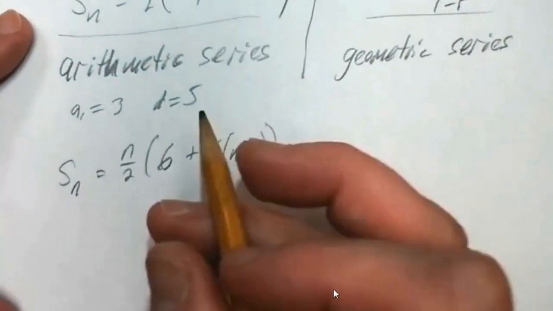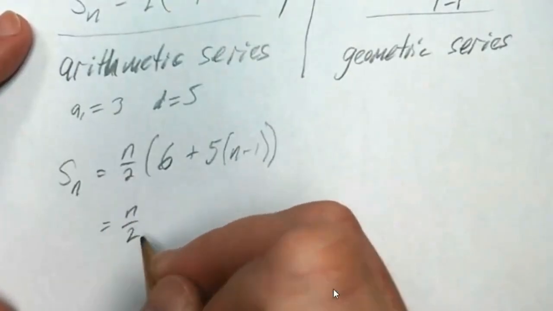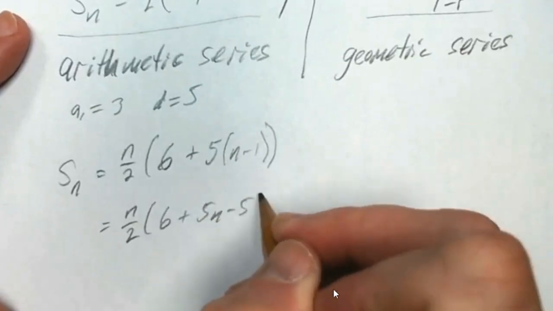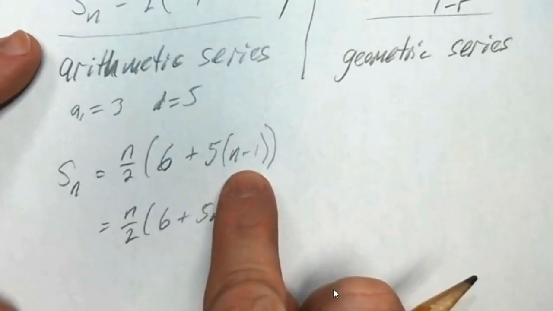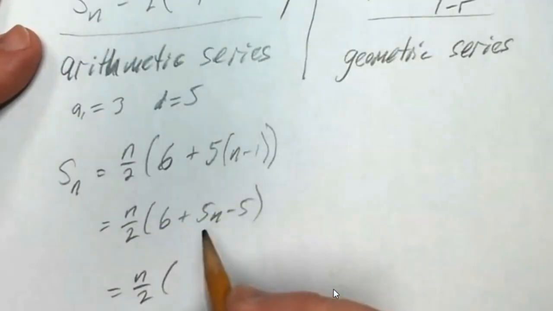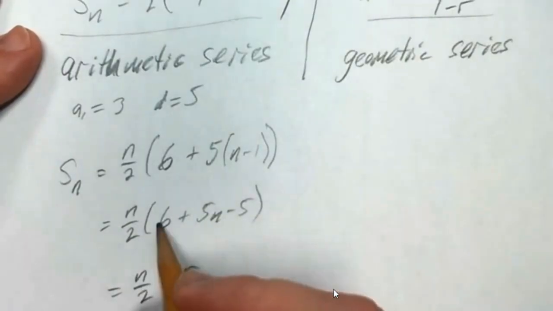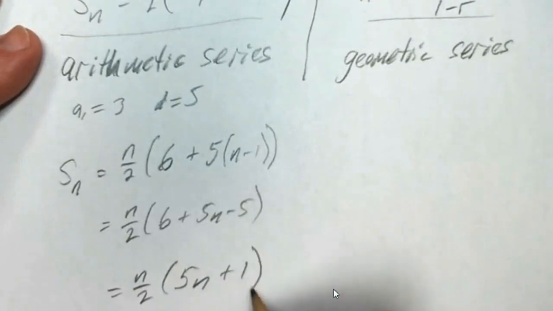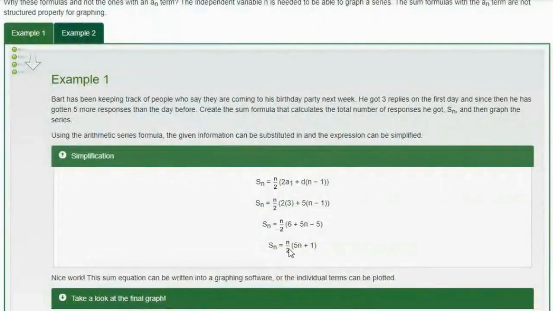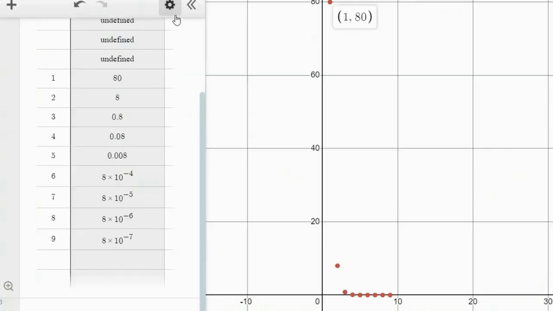Okay, let's simplify what we can here. n divided by 2 times 6 plus 5n minus 5, right? When we distribute 5 times n minus 1. So this is n divided by 2 times 5n plus 1, since 6 minus 5 is 1. So we should be able to graph that. And then for however many days, it'll give us the total. So let's see what we do with that. n divided by 2 times 5n plus 1. So let's graph that. Okay, let's get rid of this.